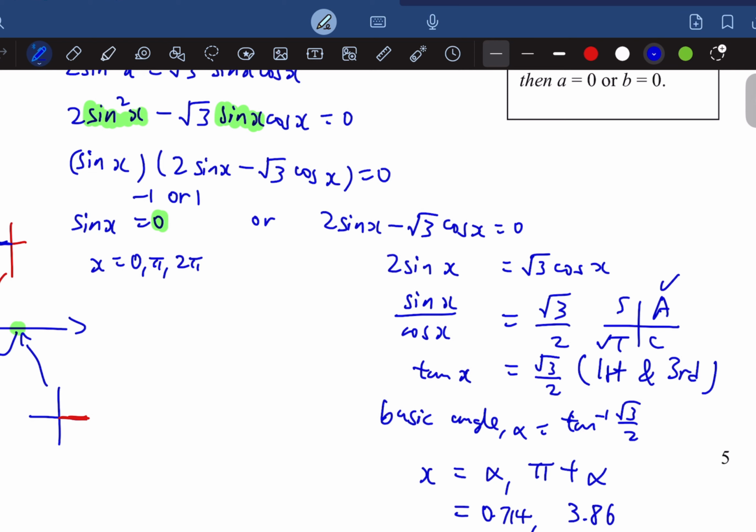Okay, so this marks the end of part 2 of Trigo equation solving. Do watch this part 2 again if you encounter any difficulty. Okay, and get ready for part 3 of Trigo equation solving, which is the final segment. Thank you.